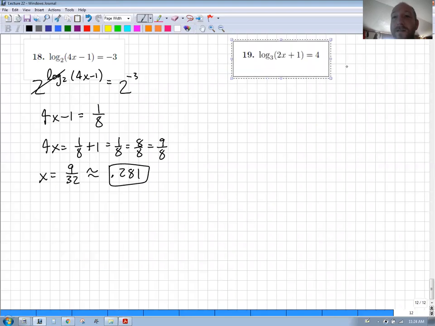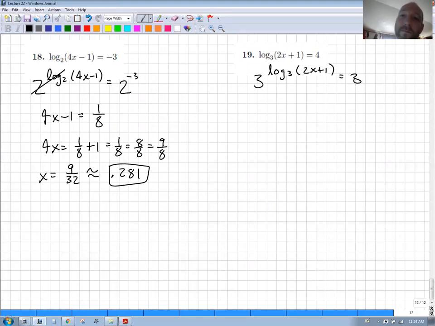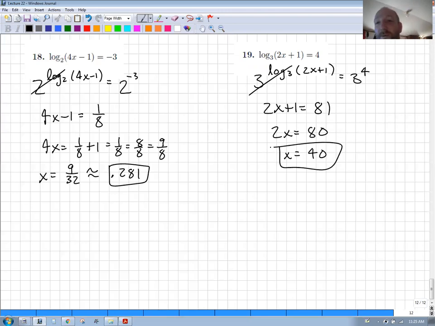Number 19, we'll do 3 to the log base 3. That goes away. 2x plus 1, 3 to the 4th. 3 times 3 times 3 times 3 is 81. Subtract 1 from both sides. Divide by 2. We have x equals 40.